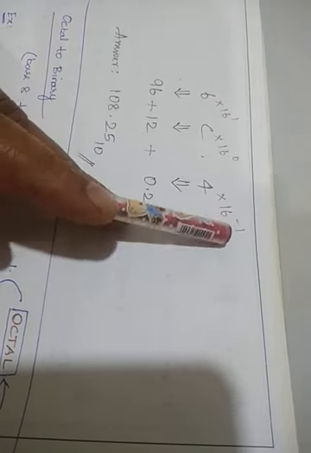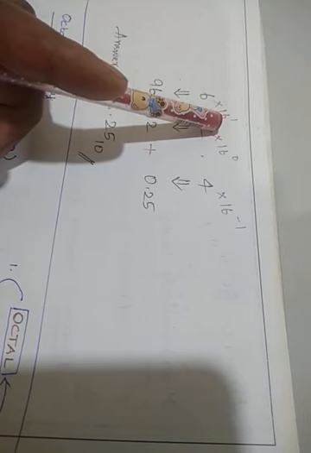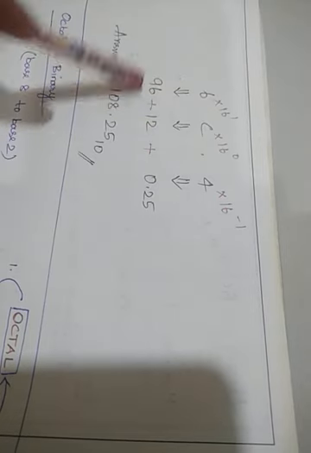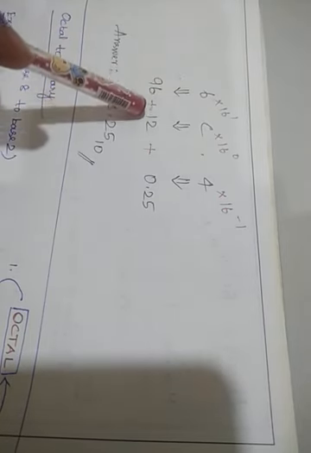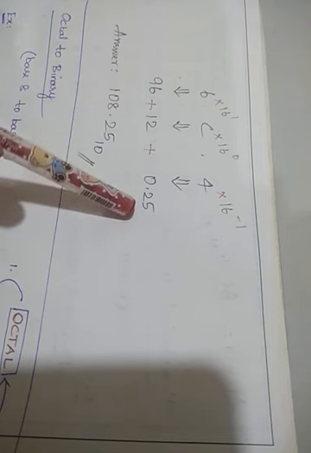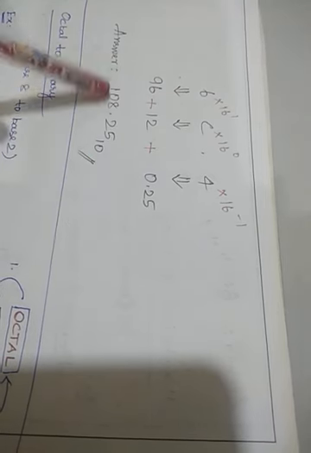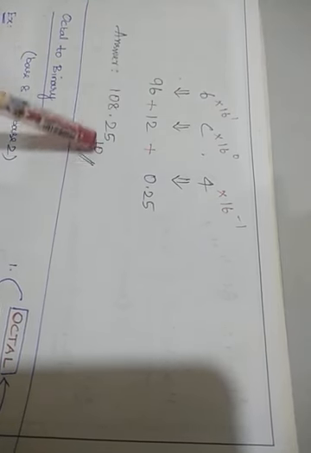So 16 power 0, 16 power 1, 16 power minus 1. After the decimal point means minus. Before the decimal point means plus. Remember, multiply the digits with respect to their position values. I'll be getting here 96 and here 12 and here 0.25. Add all the values. So we got 108.25.